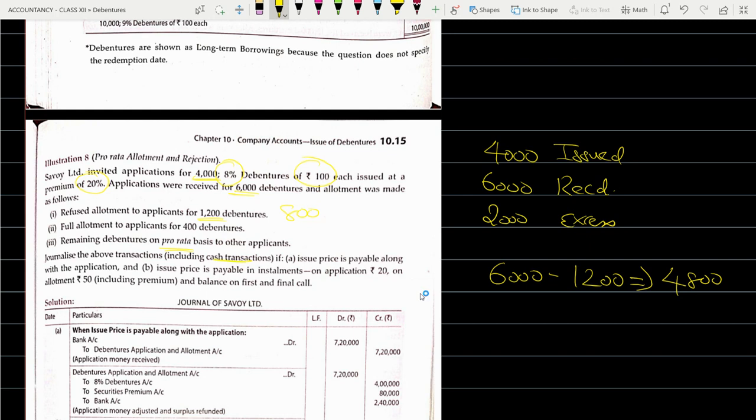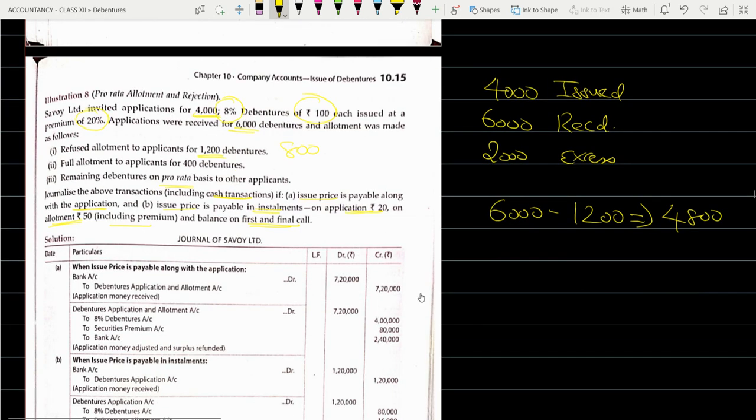If number one, issue price is payable along with application, that is lump sum method, and number two, issue price is payable in installments: on application rupees 20, on allotment rupees 50 including the premium, and balance on first and final call. So far we haven't seen anywhere the calls. Here you are coming across calls. Okay, first let's see what to be done.